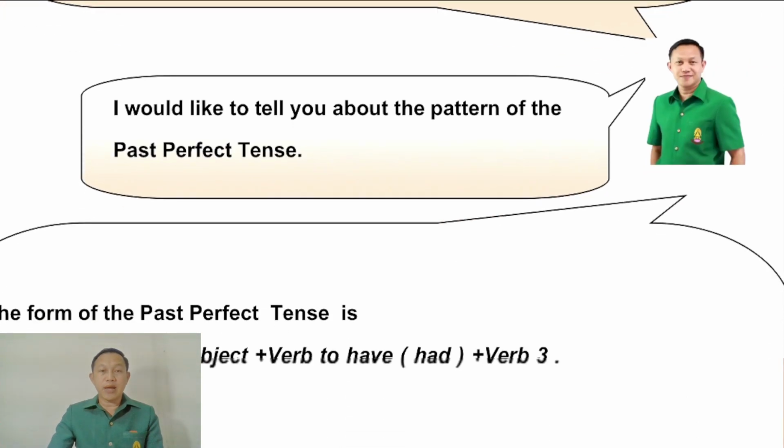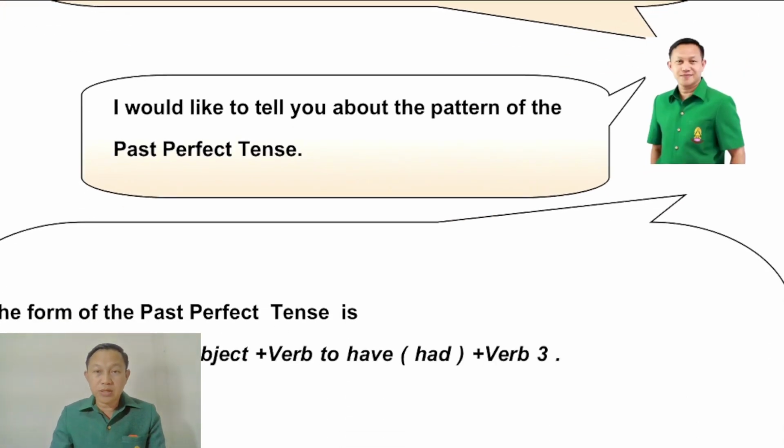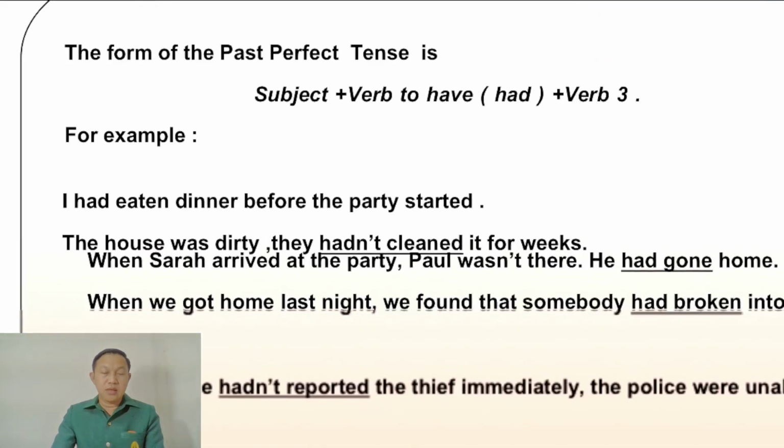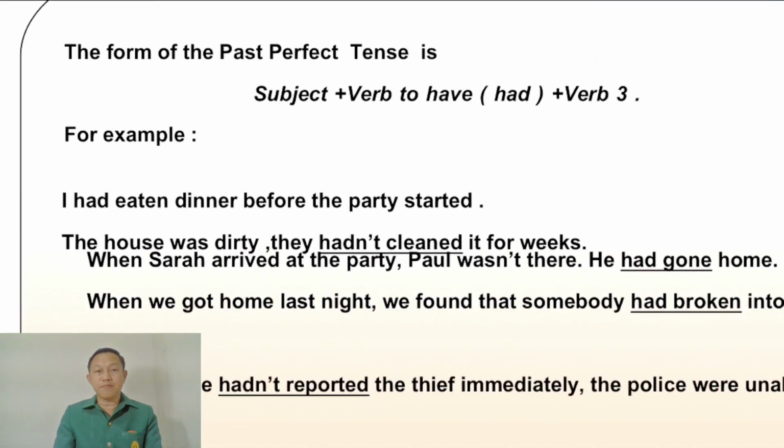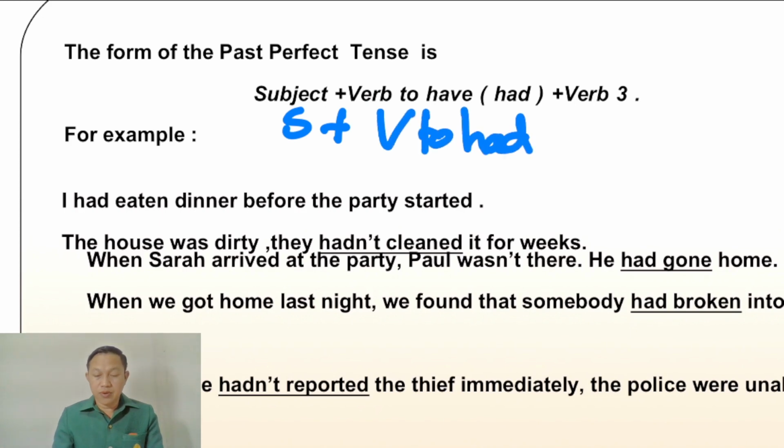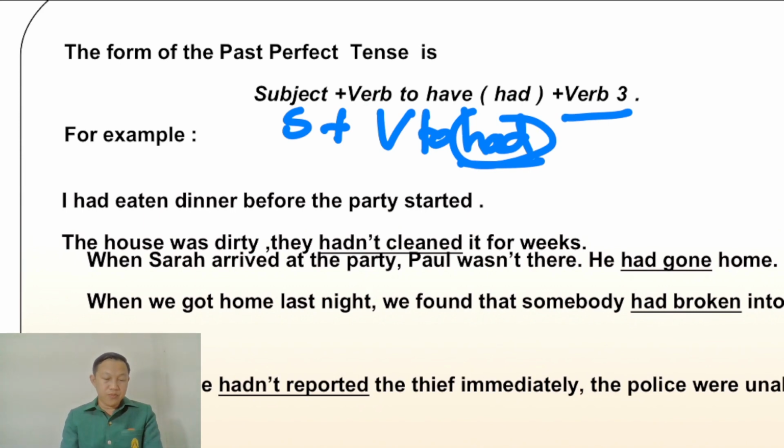So now I would like to tell you about the pattern of the past perfect tense. The form of the past perfect tense is subject plus verb to have. We use had, the verb to have, plus verb 3. For example, I had eaten dinner before the party started.